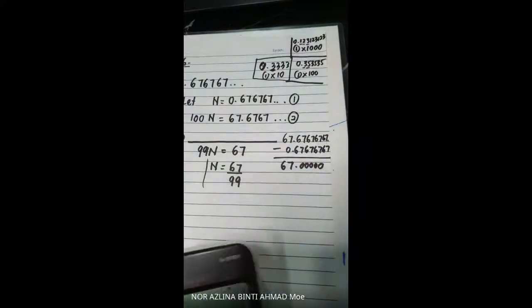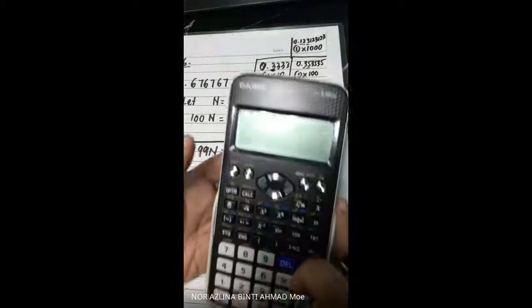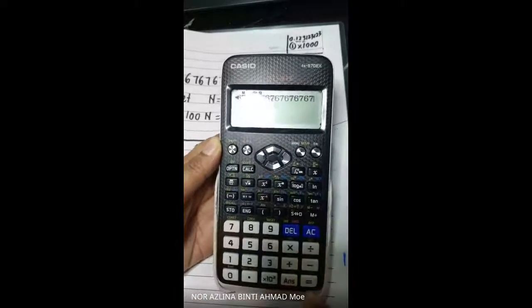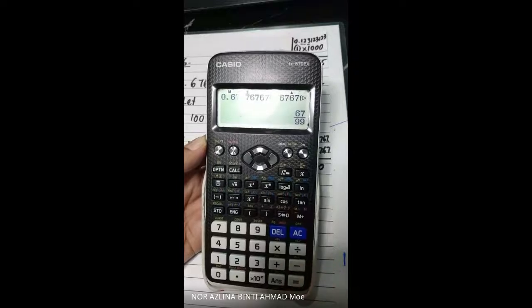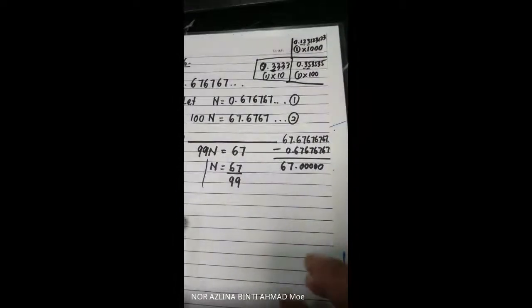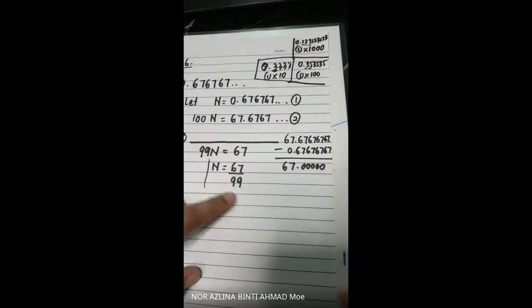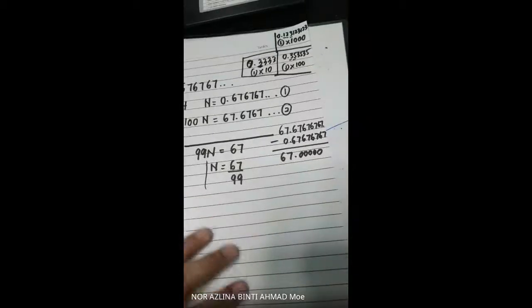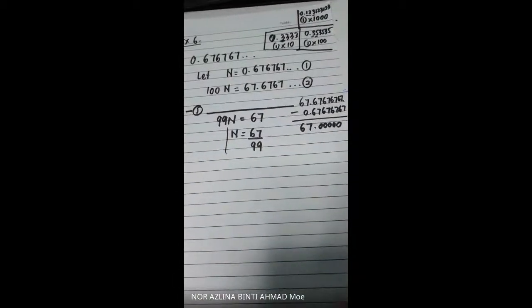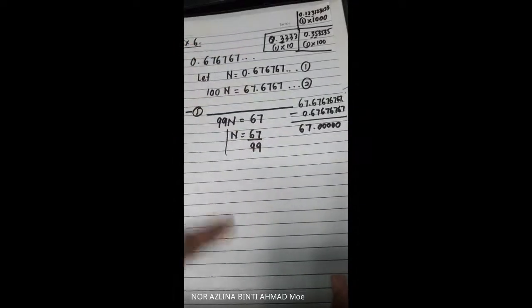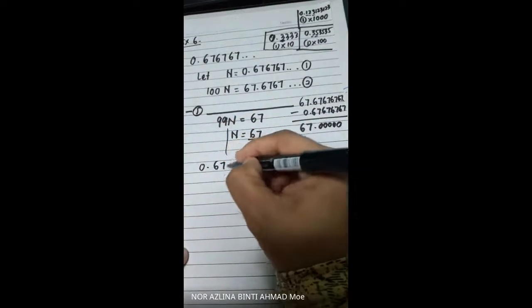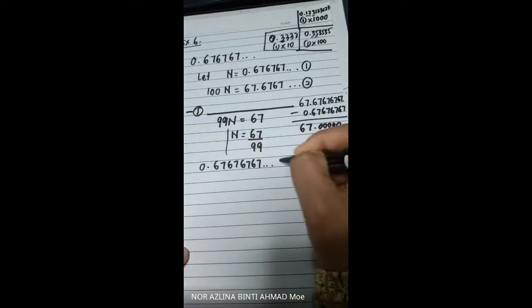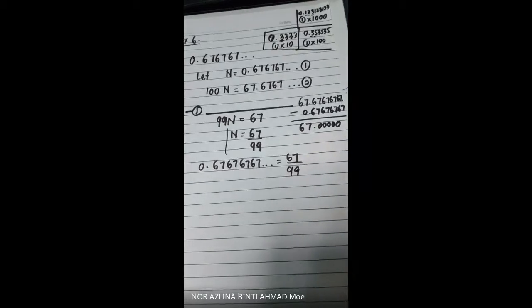If you want to check your answer, you can use your calculator. 0.6767676767, then you press equal. You will get 67/99. This is how you check your answer. But if the question in the exam says change into fraction, you need to show this calculation, this solution. You cannot straight away write the answer from the calculator. You need to show the calculation. Understand? So the conclusion: 0.676767 is equal to 67/99. Okay, B.